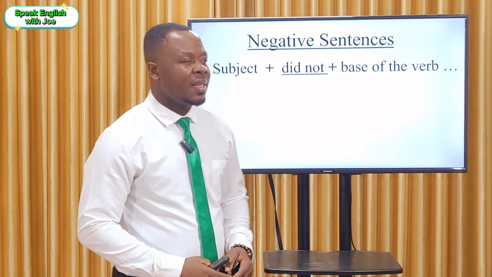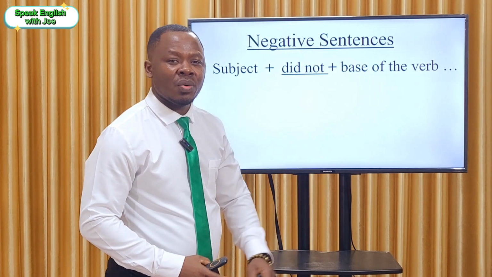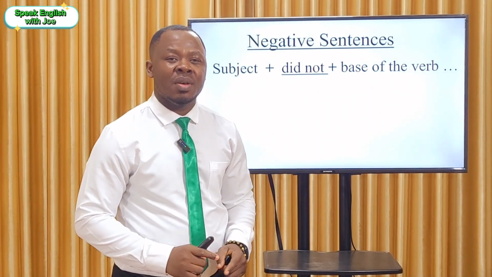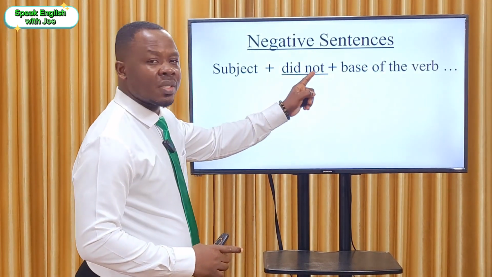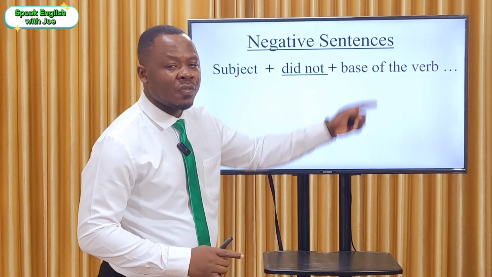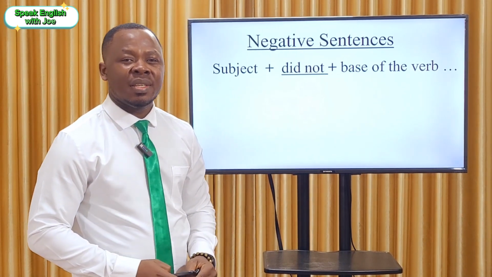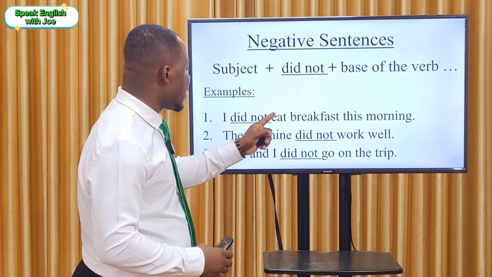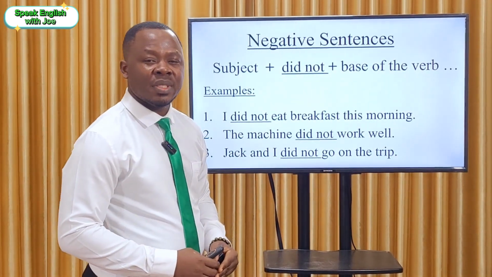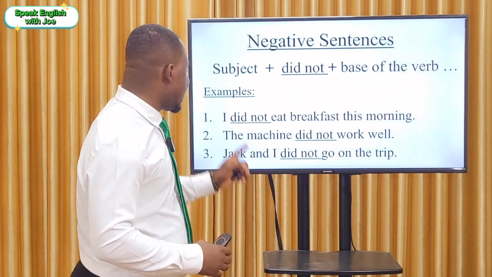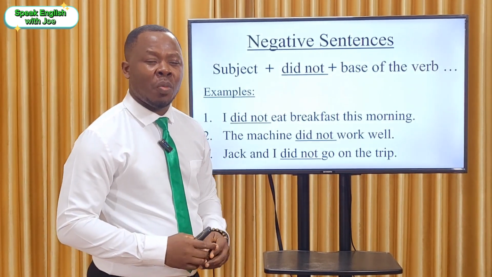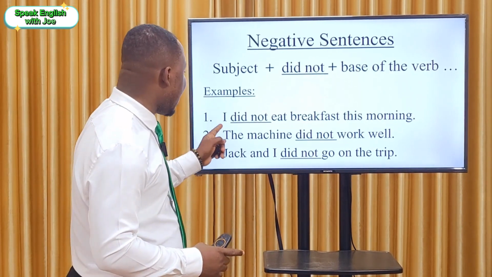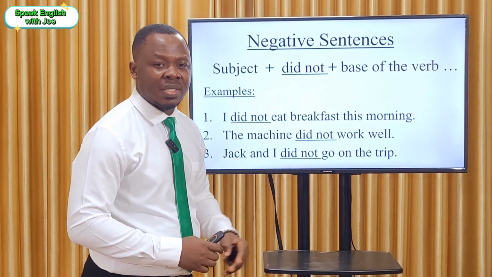And to make negative sentences with regular and irregular verbs in the past simple tense, we simply put did not between the subject and the base form of the verb. Now, let's look at some examples. Number one, I did not eat breakfast this morning. In this sentence, the subject is I, and the base form of the verb is eat. So we put did not between the subject I and the base form of the verb eat.